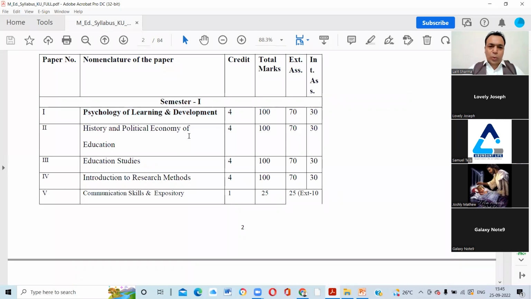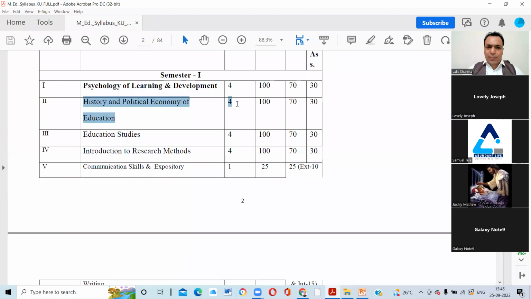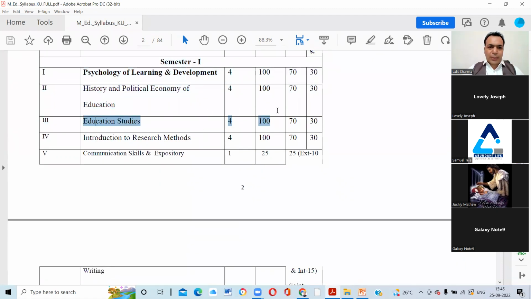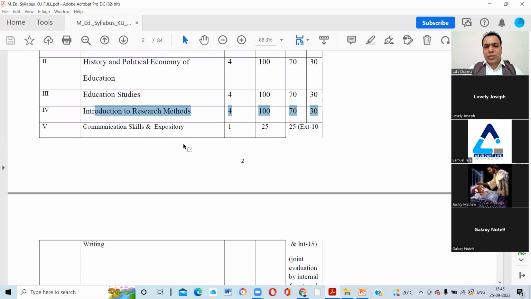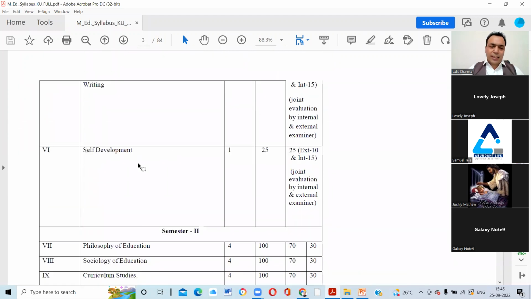I have explained this through the PPT also. This is our second paper, this is our third paper, this is our fourth paper, right? And the fifth paper, communication skills and expository and self-development, is your practical paper, right guys?